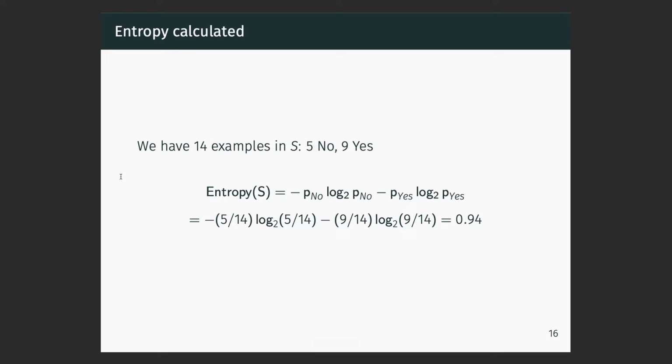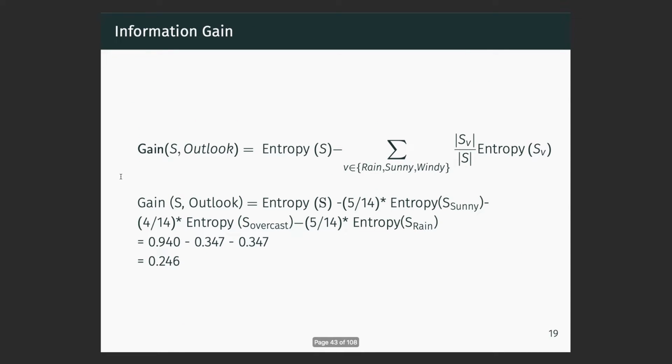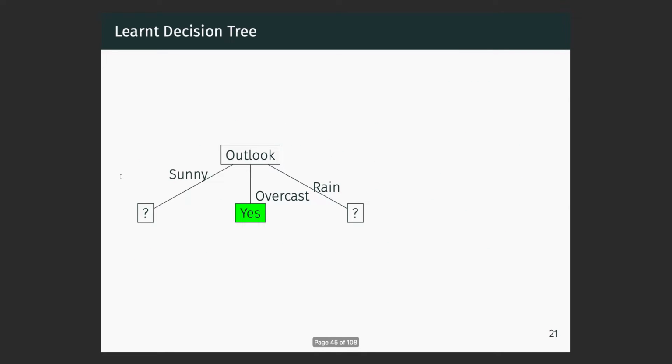Okay, so now we have identified that outlook is the attribute that you choose, and then you put 3 different branches because outlook can take 3 different values. So at this stage, the tree will look something like the following. Why have I labeled yes for outlook equal to overcast? Because all of the examples for outlook equal to overcast are yes.